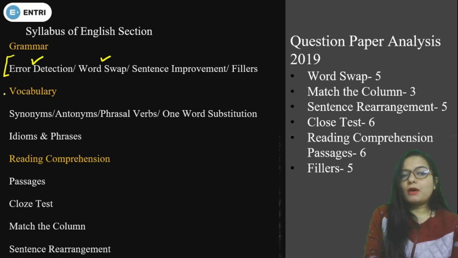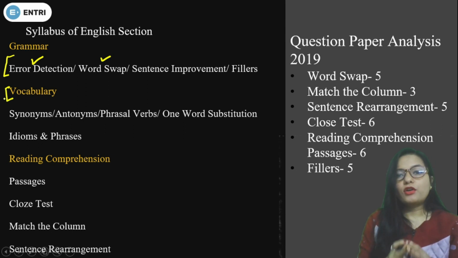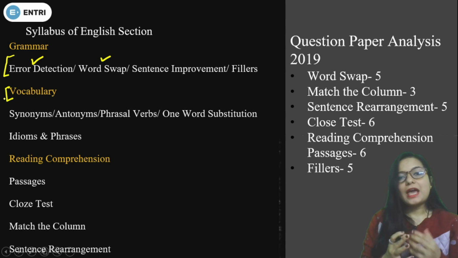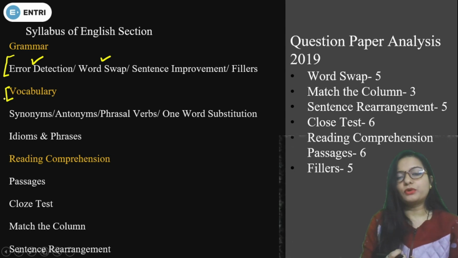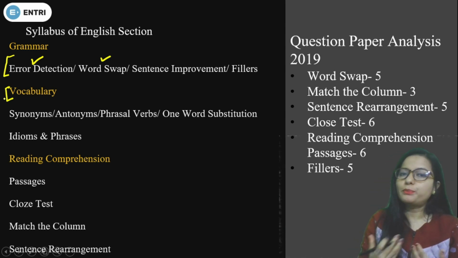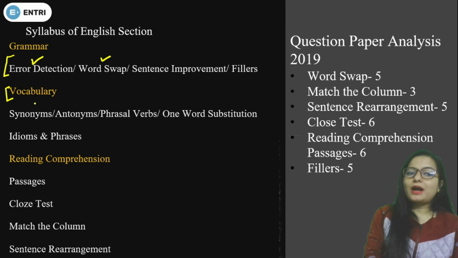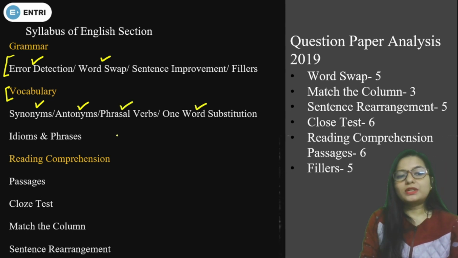When we talk about vocabulary, you must be aware of all kinds of vocabulary, because everywhere you will have the usage of it, whether in reading comprehension, cloze test, or any other part. For that you have to learn a lot of synonyms, antonyms, phrasal verbs, one word substitution, idioms and phrases. It is very important for your examination.